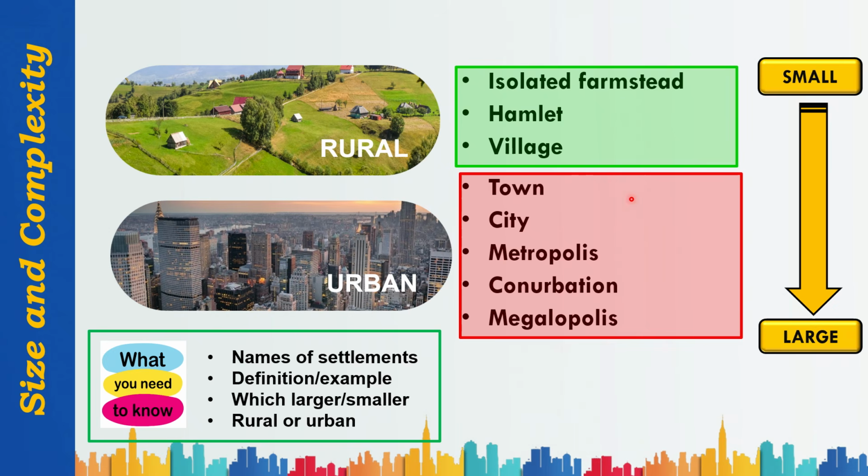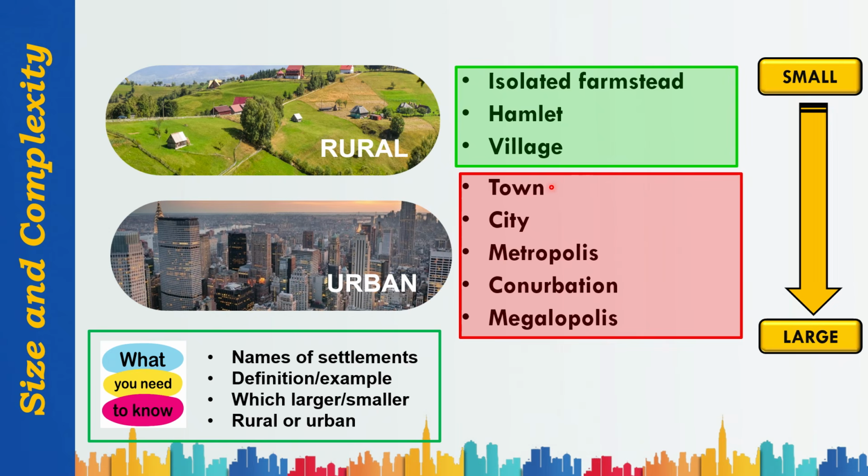And then for our urban area, the first one is a town. A town is an urban area that does not offer an extensive range of urban functions. It occupies a small geographical area. It does not have a wide range of urban functions, although it has them, but it's not a wide range. It occupies a small geographical area.